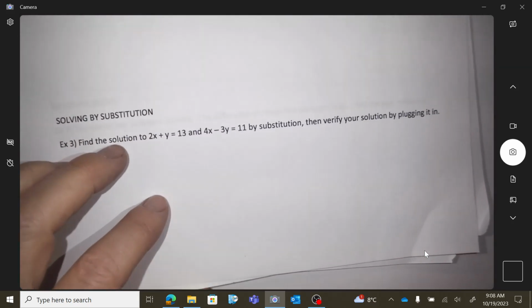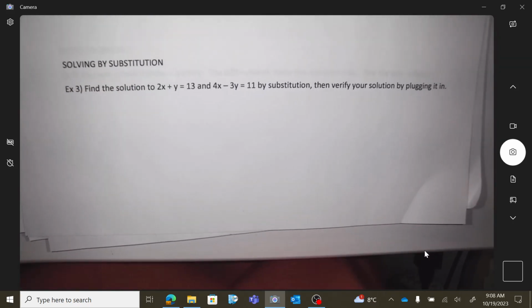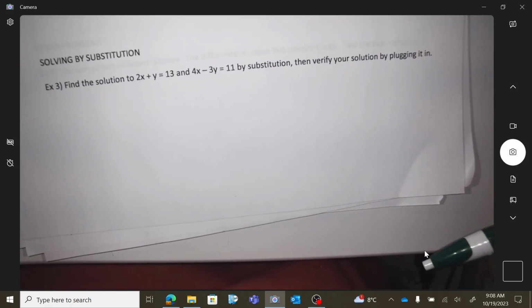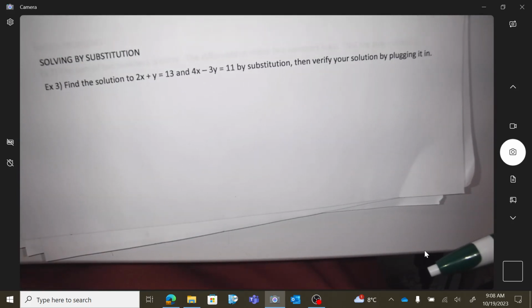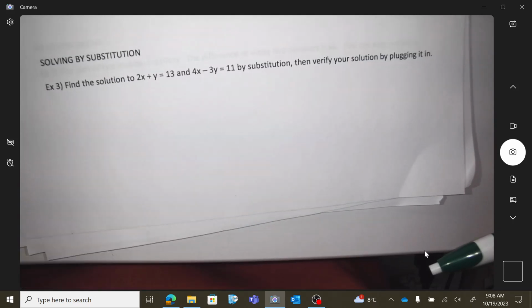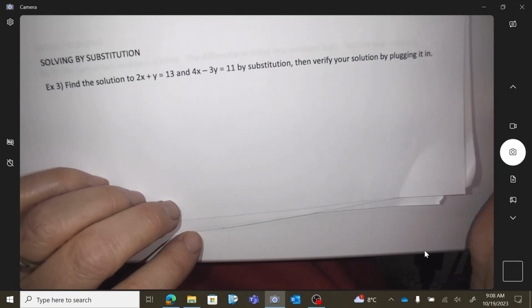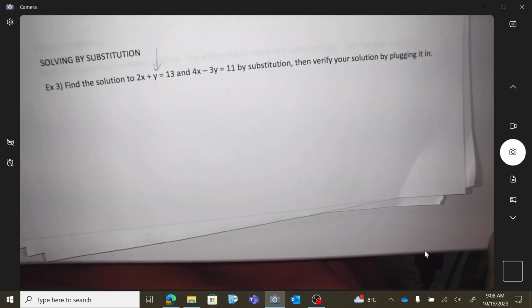Substitution. Okay, so when I substitute, I need something isolated. Do you have anything isolated here? No. Which is the easiest to isolate? This x, this y, this x, this y. Can you see one of them that would be the easiest? The first y. Can you get that y alone?